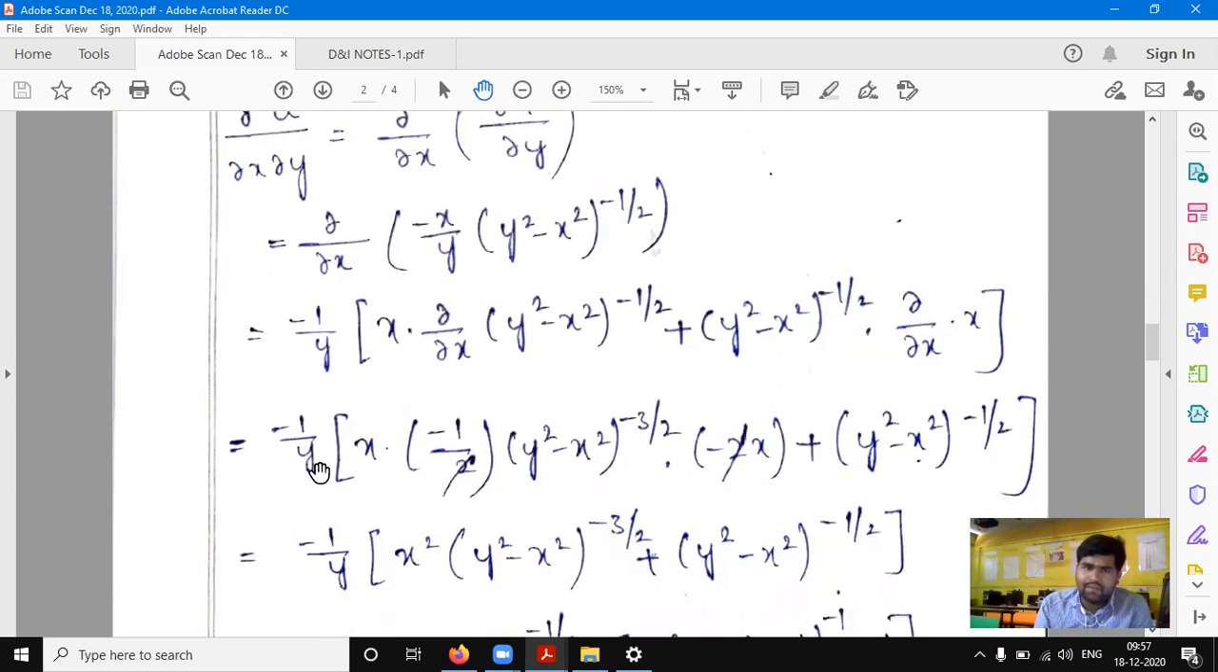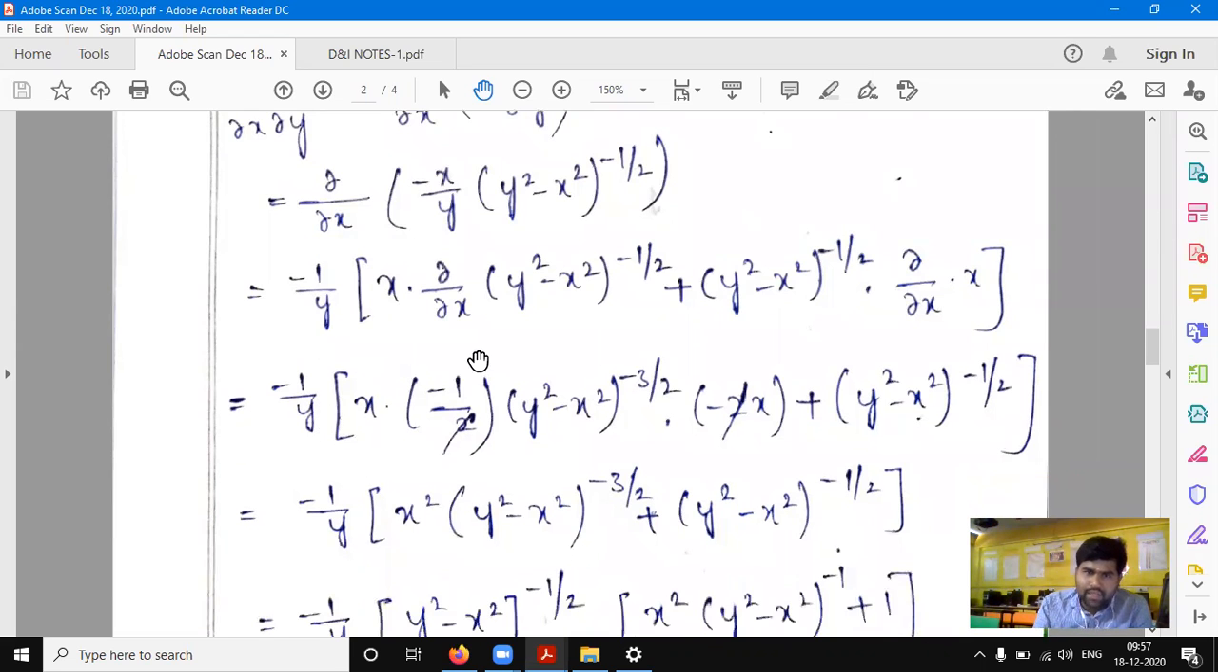So minus 1 by y is the same like that only, into x. So the derivative of this one: x to the power of n, that is n into x to the power of n minus 1. So n is minus 1 by 2, into y square minus x square all to the power of n minus 1. So n minus 1 means what happened? Minus 1 by 2 minus 1, so that is minus 1 minus 2 by 2, so that is minus 3 by 2.